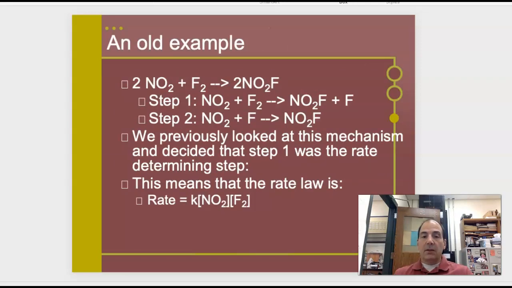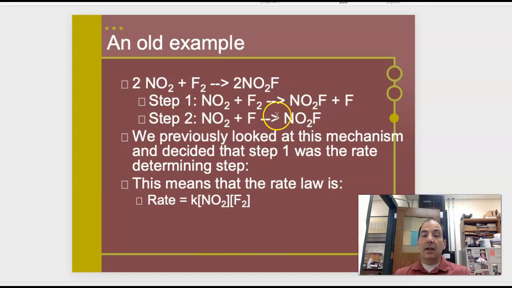So if we look at the reaction that we've talked about previously, we said that this first step, because it has more going on, we have to break a bond here before we can make a bond, whereas here, I didn't have to break a bond. Okay, the first step is a slower step. So the first step is the rate determining step.